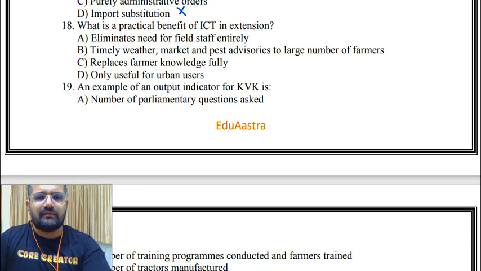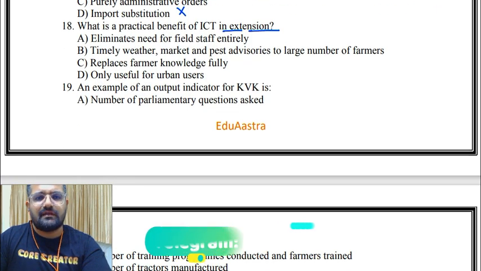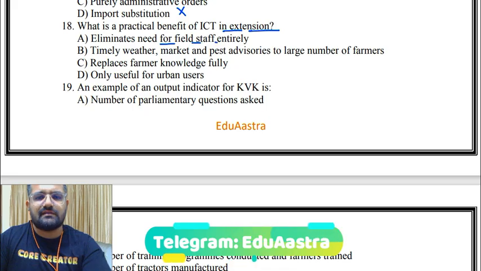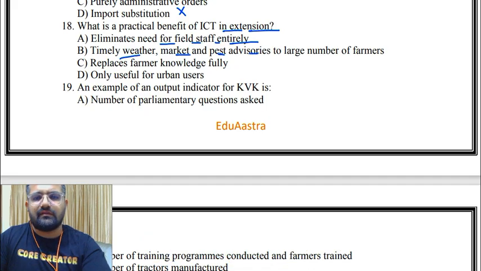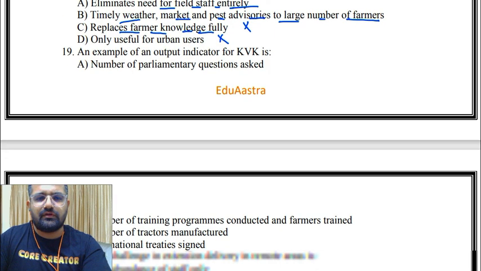What is the practical benefit of ICT in extension? Eliminates need for field staff entirely. Timely weather, market and pest advisories to large number of farmers. Replaces farmer knowledge fully, only useful for urban users. So B is the answer, timely weather, market and pest advisories to large number of farmers.